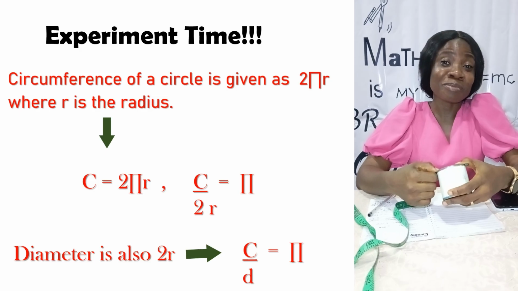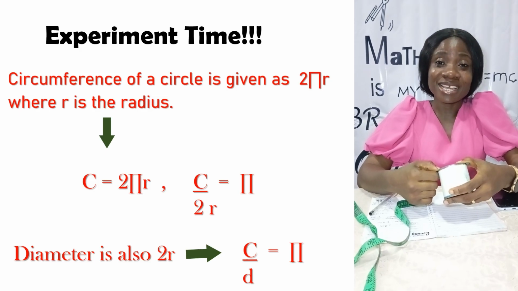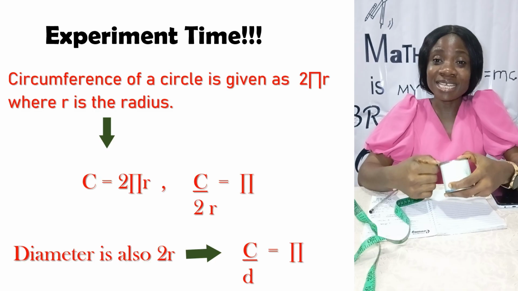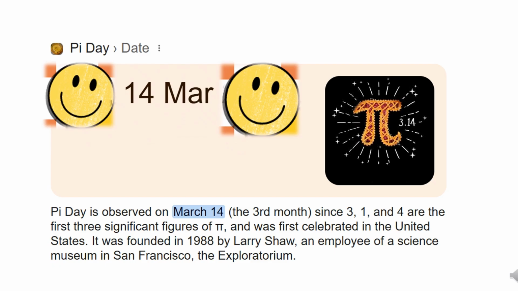So, one more fascinating thing. Do you know there is Pi Day? Always celebrated third month, 14th day, 3.14. So, Pi Day, a brief history. It's celebrated on March 14th, every third month, since 314 had the first three significant figures of pi. It was first celebrated in the United States, founded in 1988 by Larry Shaw, an employee of a science museum in San Francisco, the Exploratorium.